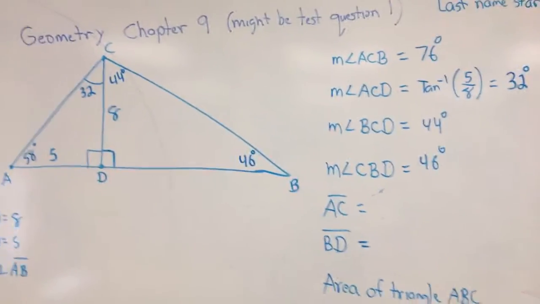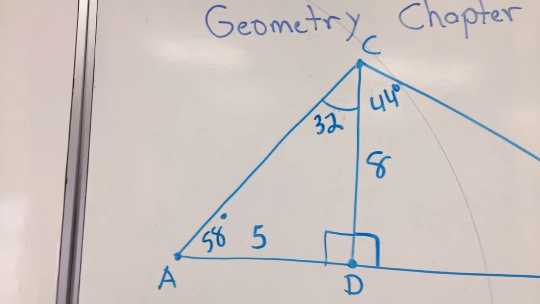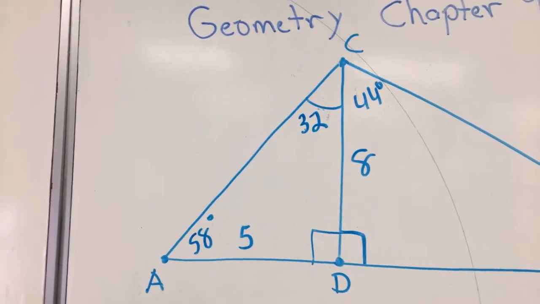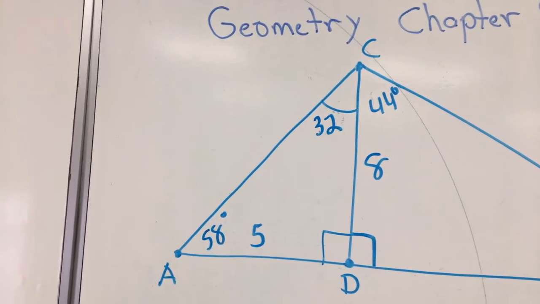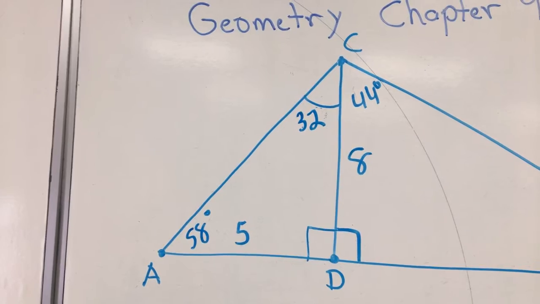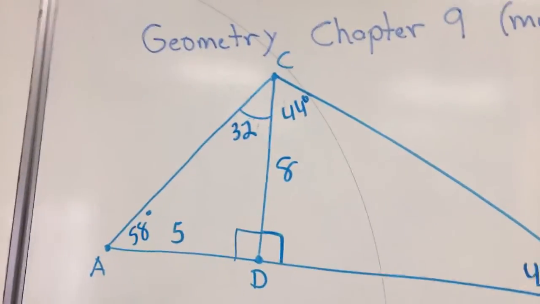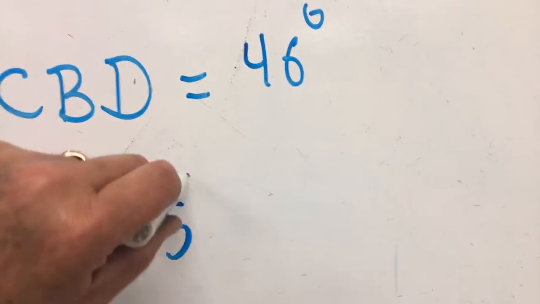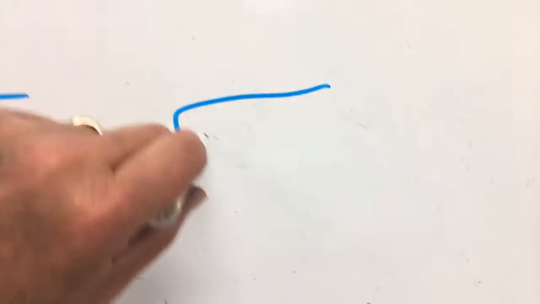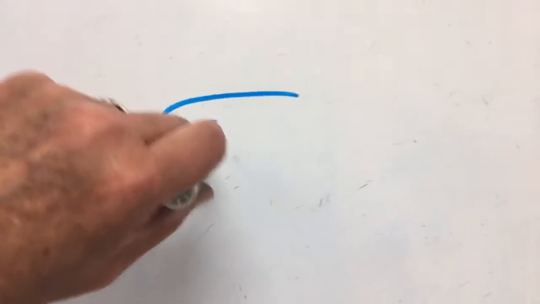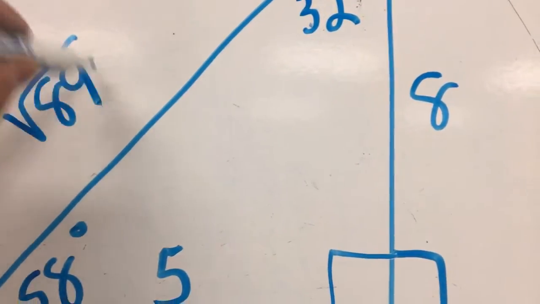Now I need some lengths. I need the length of AC. That says that I need the length of the hypotenuse of that right triangle. Now I could use some trig ratios to find that. I could go cosine of 32 is equal to 8 over the hypotenuse. I could do sine of 58 is equal to 8 over the hypotenuse, or I can use the Pythagorean theorem. I choose the Pythagorean theorem. So the length of AC is going to be the square root of 5 squared plus 8 squared. Well, 25 plus 64 is 89, so the square root of 89. What a thing of beauty. So the length of this over here is the square root of 89.